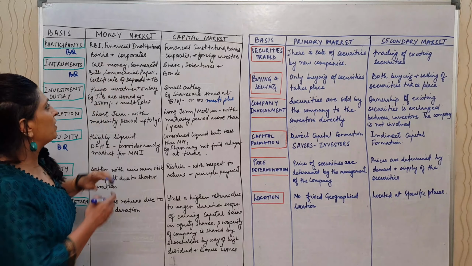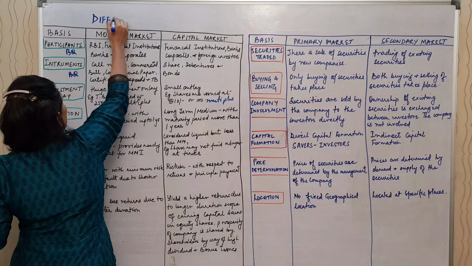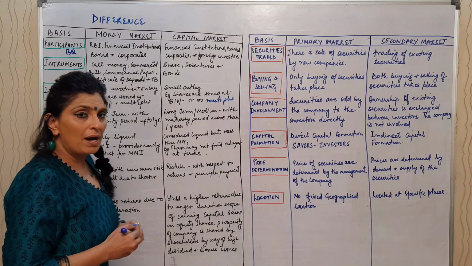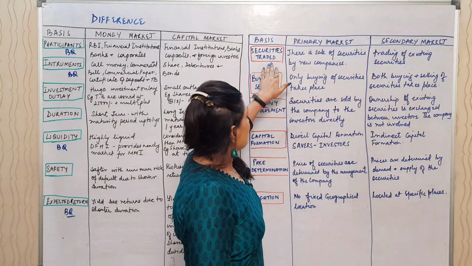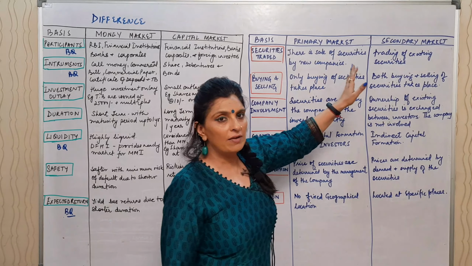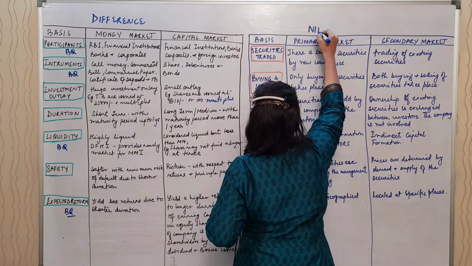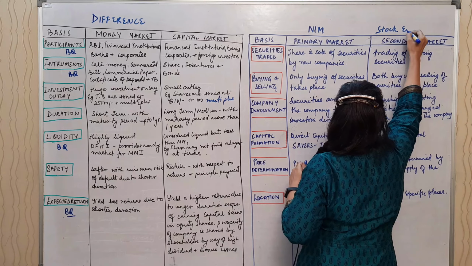This was the difference between capital and money market. So I am writing here the difference between capital and money market. Next we come to the difference between primary and secondary market. First we talk about the primary market. The other name for primary market is new issue market. Like I've written here, I've already told you, this is the new issue market and the other name for the secondary market is stock exchange.